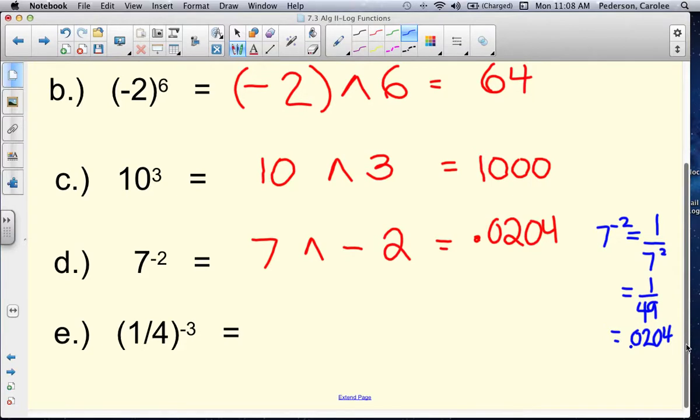All right, last one of these with our calculator. 1/4 raised to the -3. So we want to go 1 divided by 4 in parentheses, raised to, and then -3. And you should get 64.